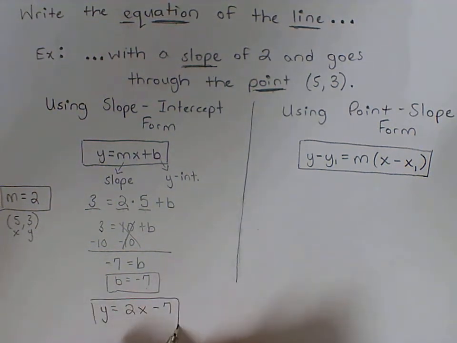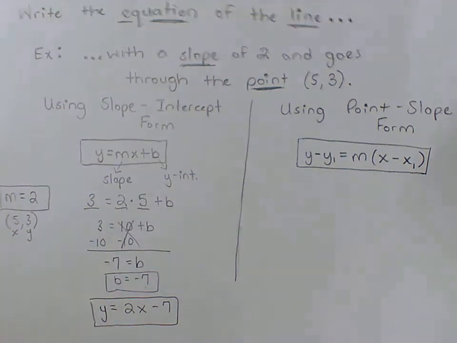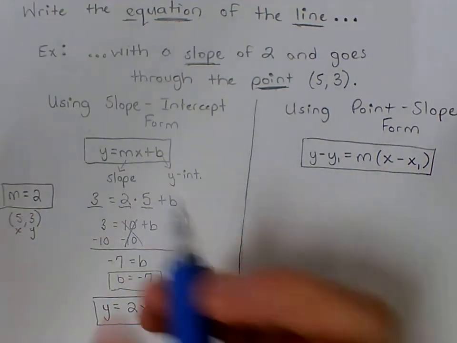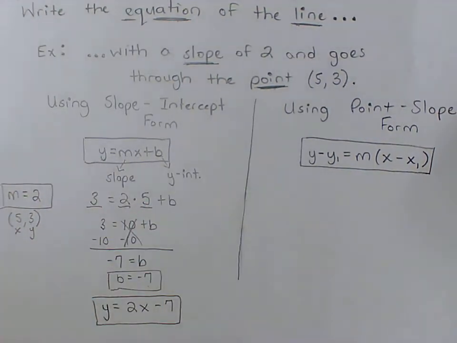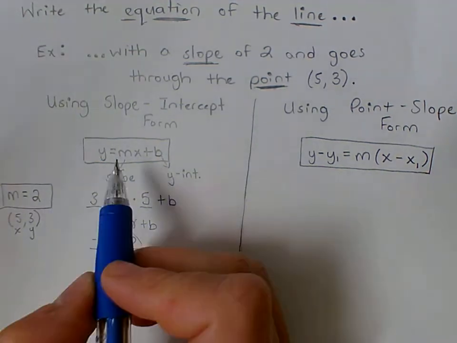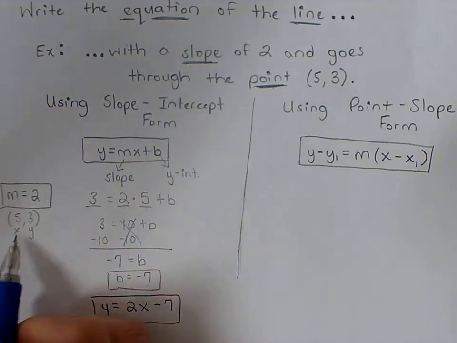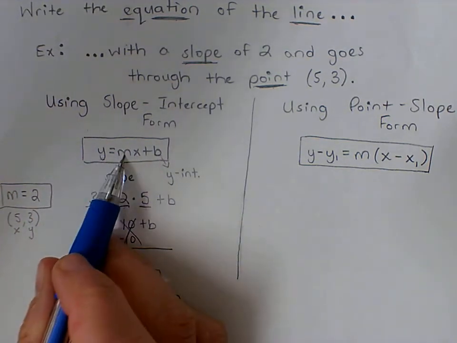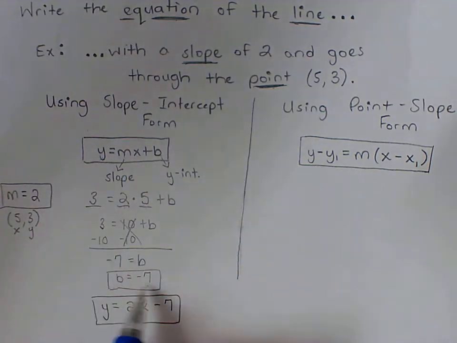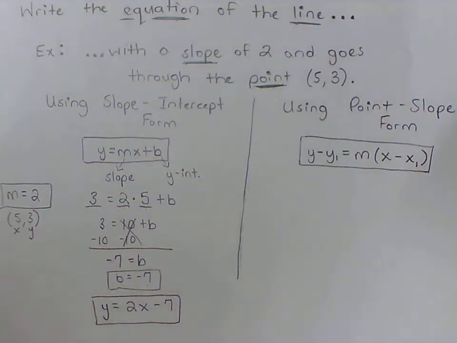So don't forget to go back and plug in your slope and your y-intercept. And then there's your equation. Okay, so that's using slope-intercept form. You plug in your x and y, you plug in your slope, and then you solve for your y-intercept, and then you go back and plug in your slope and y-intercept.